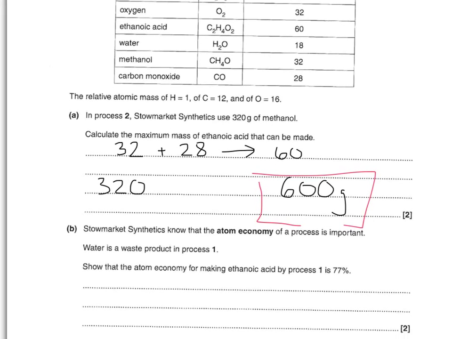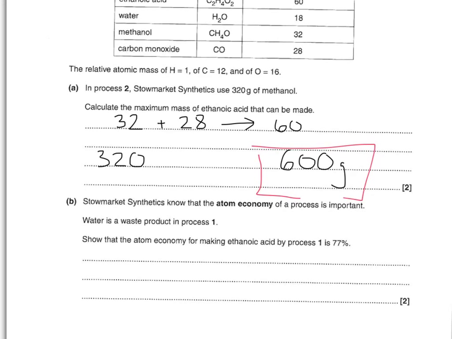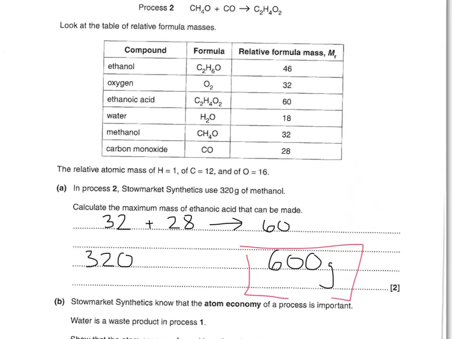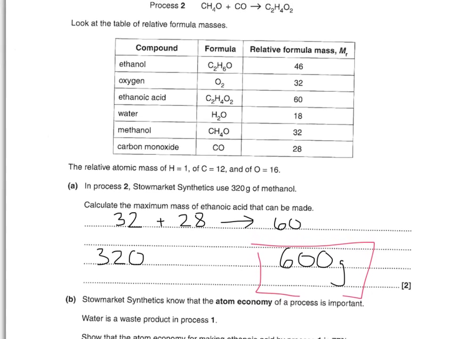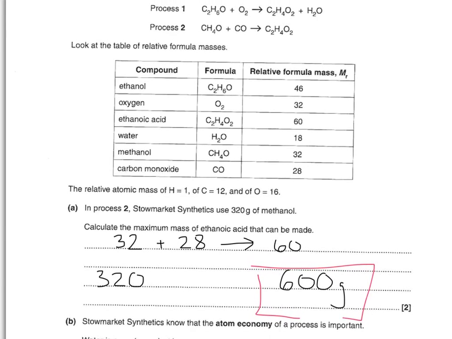Next question says, Stone Market Synthetics know the atom economy of a process is important. Water is a waste product in process 1. Show the atom economy for making ethanoic acid in process 1 is 77%. So remember, the atom economy is the desired product's relative mass over the total relative mass of all the products. The products here, in process 1, are water and ethanoic acid.